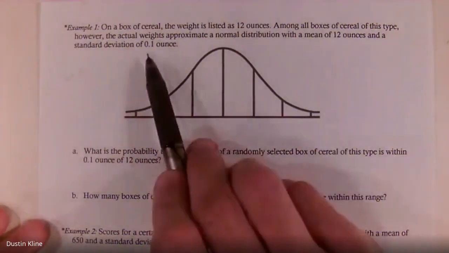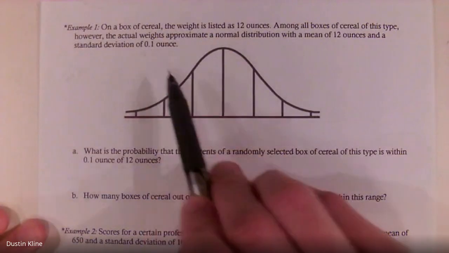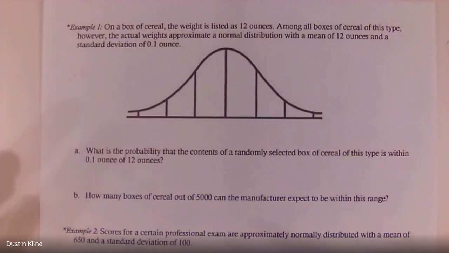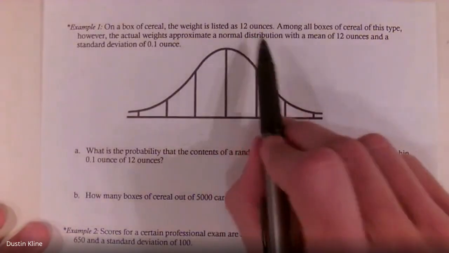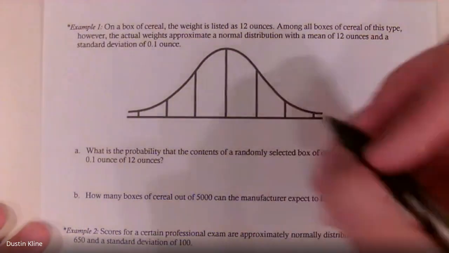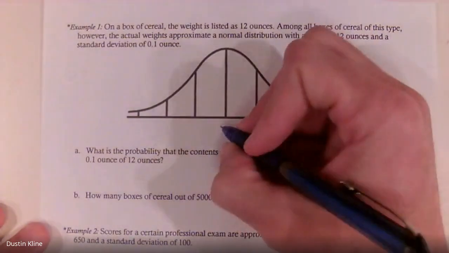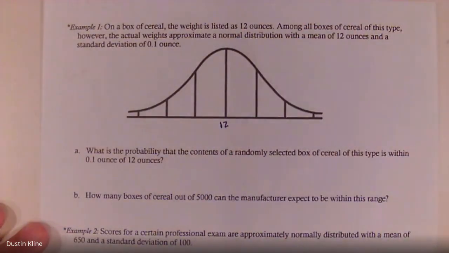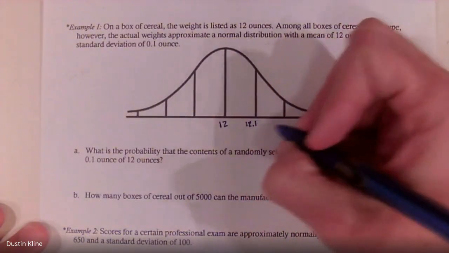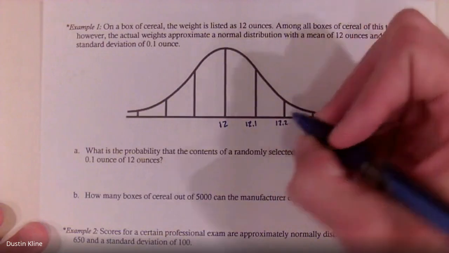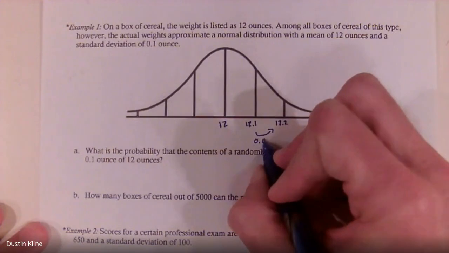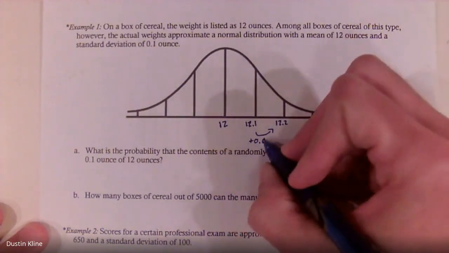And so they give themselves a standard deviation of 0.1, understanding, okay, some boxes might be a little more than 12. Some boxes, unfortunately, might be a little less than 12. But we know that the mean is 12 and the standard deviation is 0.1 ounce. And so we're going to label our curve. We're going to say, okay, well, we know that our mean is 12. And with a standard deviation of 0.1, well, if you go up one standard deviation, that would be 12.1 ounces, and up another would be 12.2. And all we're doing is adding 0.1 each time.